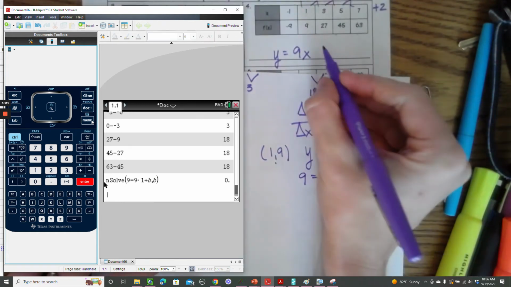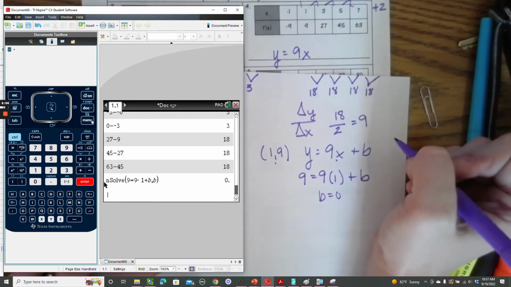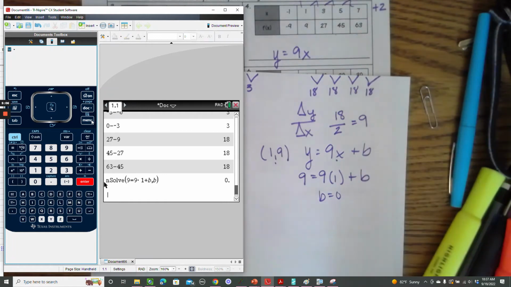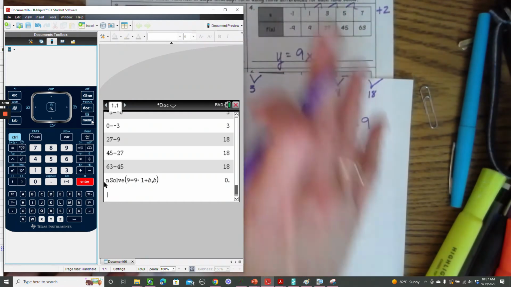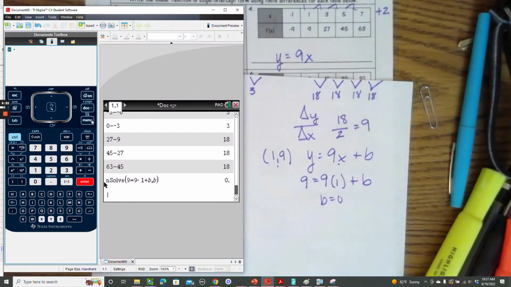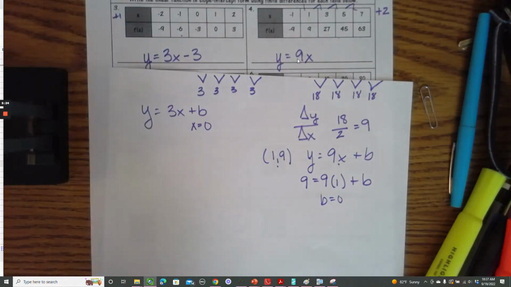Do I need to write that? Do I need to write 9x plus 0? No. Because it doesn't make a difference. But if it was a 1, a 2, a negative 3, remember if it's positives, plus 1, plus 2. If it's negatives, minus 3, minus 6. In this case, if it's a 0, we don't write anything. But that's how you find the y-intercept if it's not given to you on the table. All right.